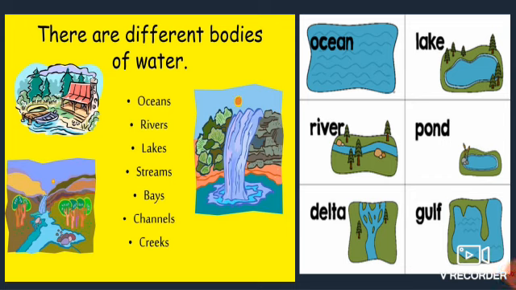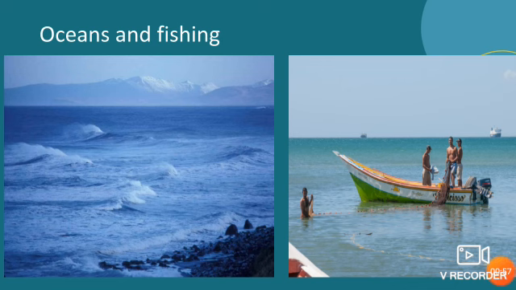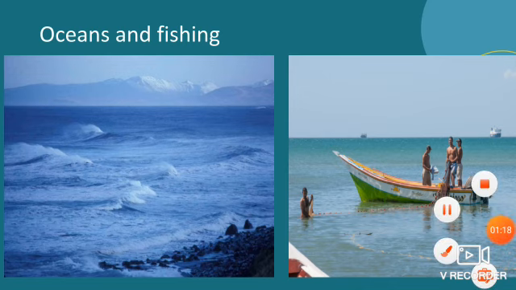Here the question is, what is the sea and what is ocean? An extension of saline water on the earth's surface is called sea, and large areas of seas are called oceans. Oceans are also the storehouse of fishes. Yes, today our lesson is oceans and fishing.